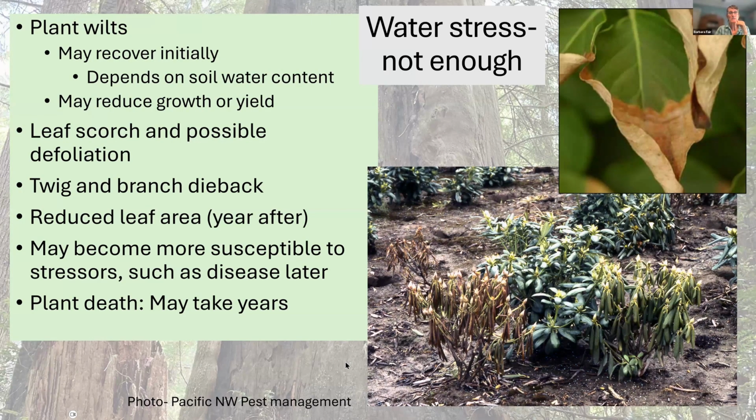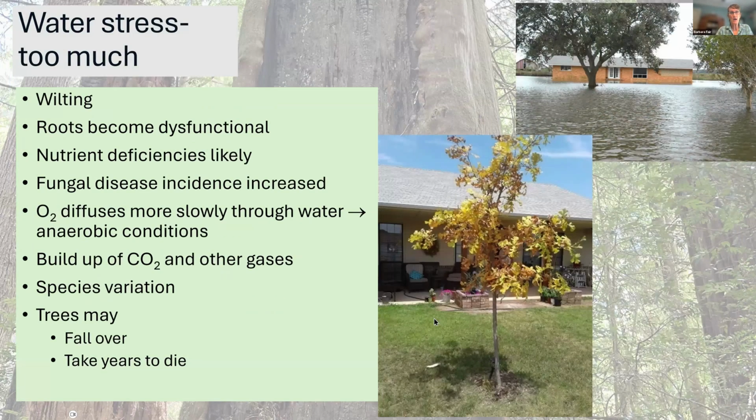The following year, you might see a reduction in leaf area. Maybe those leaves are smaller than they usually are, and often noticeably. You may also make it more susceptible to stressors and diseases later. Phytophthora root rot is one of those where during the drought, the plant is stressed. The following year, now you get rain and that Phytophthora can become active and kill the plants. So again, plant death may take a very long period of time.